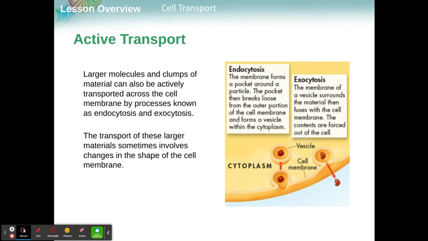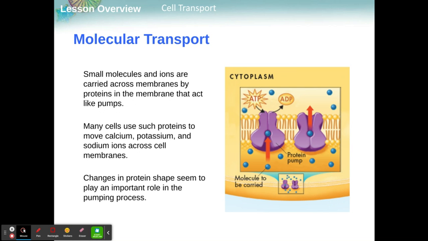and if it's too large to pass directly through the membrane, we can go through a process called endocytosis or exocytosis. Now, with endocytosis, we are bringing materials into the cell. With exocytosis, we are taking materials out of the cell. So with endocytosis, a vesicle will fuse with the cell membrane, opening up and bringing the materials in. With exocytosis, it's the opposite.